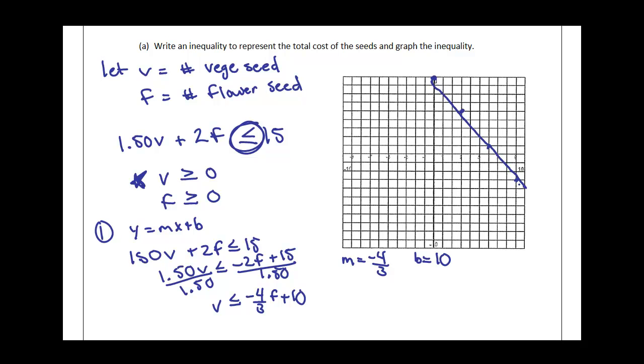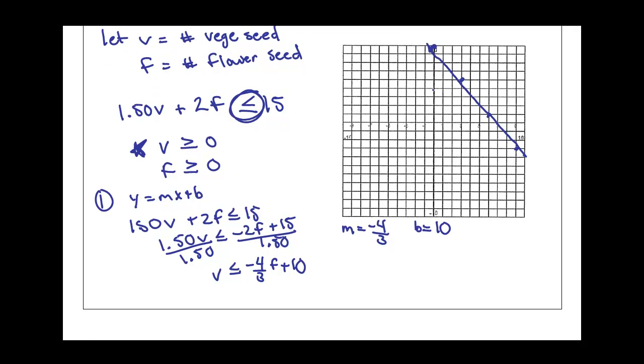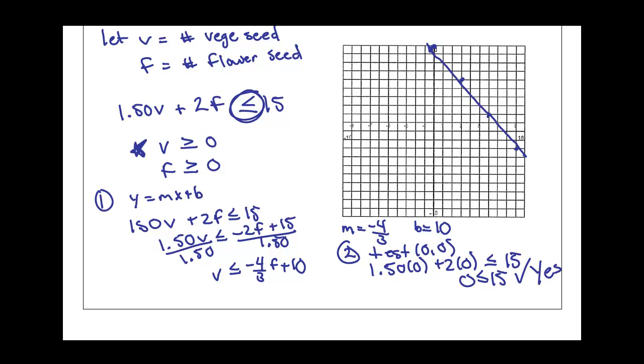Ooh, that is not a very straight line. Anyways, that is what our line should kind of look like. Our next step here is to test a point to see where we need to shade for our inequality. Nicely enough, 0, 0 is not on our line, so let's test 0, 0. Looking at our original inequality, we have 1.5 times 0 plus 2 times 0. Here we just get 0 less than or equal to 15, which is true in this case.